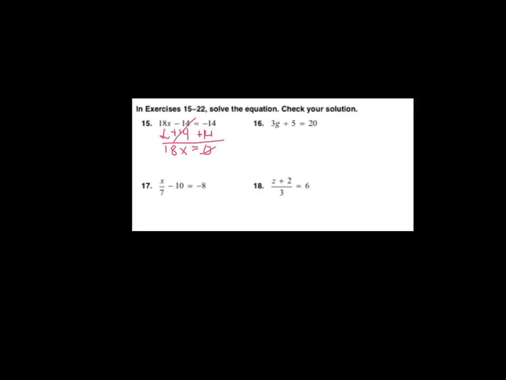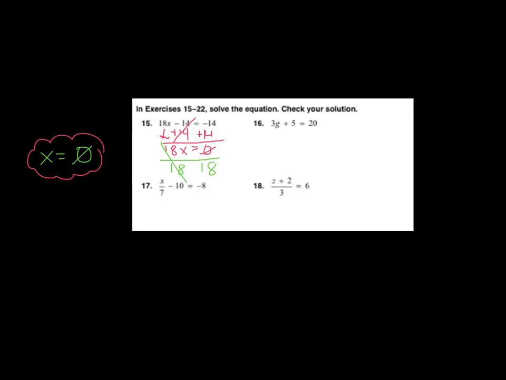But if we continue to solve this like we normally would, and we divide both sides by 18, because that's the opposite of multiplying, 0 divided by 18 is actually equal to 0. So I know that x would be equal to 0. Now remember, you can always check that. You just take 0 and plug it in right here. Well, 18 times 0 is 0. Minus 14 equals negative 14. So I know I did this problem correct.